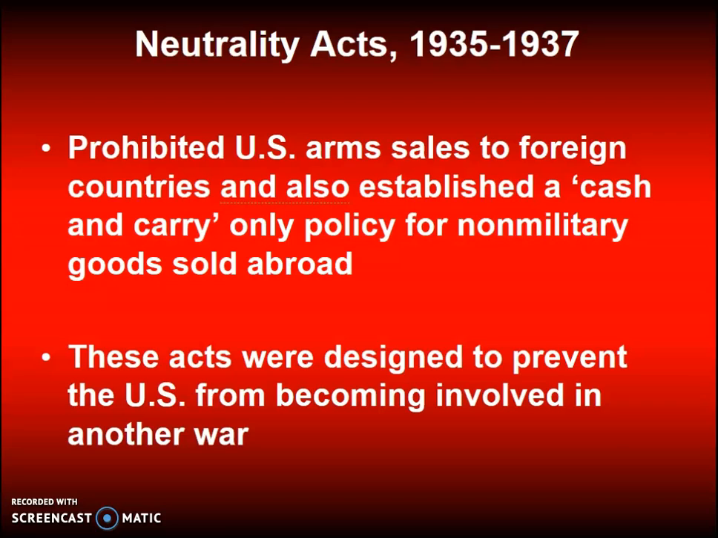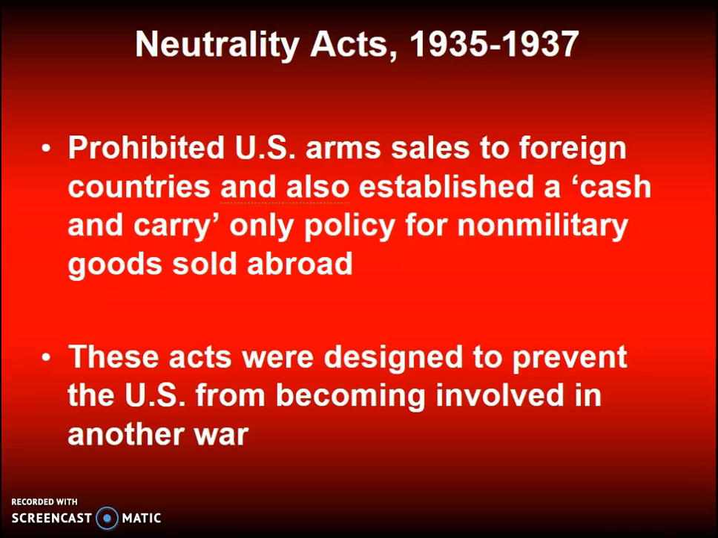These acts were designed specifically to avoid the United States becoming entangled in the affairs of foreign nations to the point where the country might ultimately have to go to war. So, for example, the Neutrality Acts will prevent the United States from selling arms or military equipment to foreign countries, and will also establish a cash and carry policy, meaning that if your country is at war with another country, we'll sell you some things, but you need to pay cash up front. We're not loaning you any money, and you have to come get it.